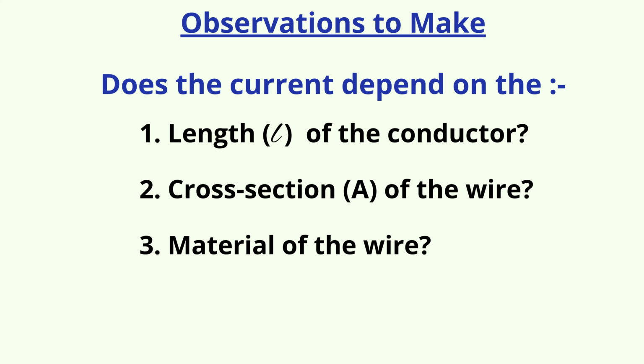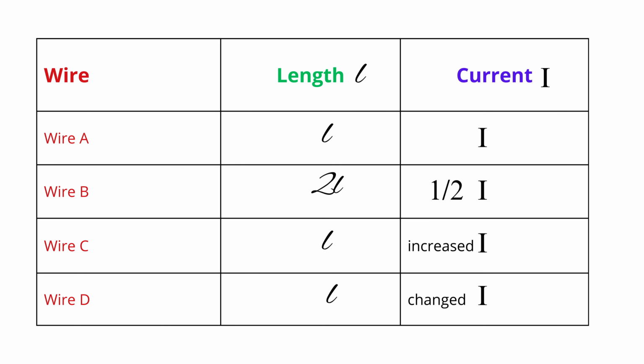Here we are going to evaluate the readings of the ammeter and find out whether the current depends on the length, the cross-sectional area or the material of the wire. It is observed that the ammeter reading decreases to 1/2 when the length of the wire is doubled. The ammeter reading is increased when the thicker wire of same material and of same length is used in the circuit. Also, a change in ammeter reading is observed when a wire of different material of same length and same cross-sectional area is used.